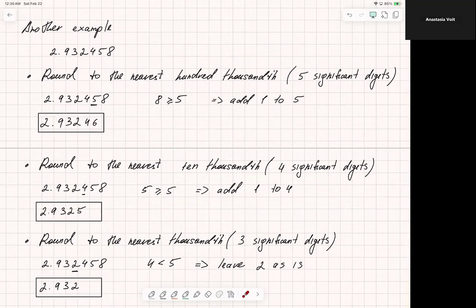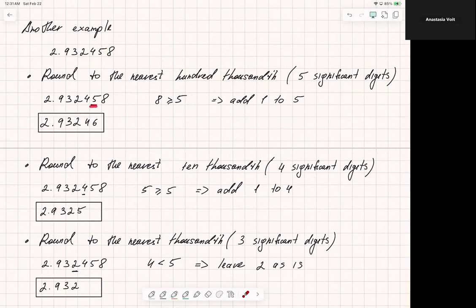So we have 2.932458. Now I want us to round this number to the nearest 100,000. Or we don't say that. We usually say round the number to 5 significant digits. What it means is that we have 1, 2, 3, 4, 5 up until here, 5 significant digits or figures. So we want to drop this 8, but first we need to look at that to see if we need to add 1 to 5 or not.